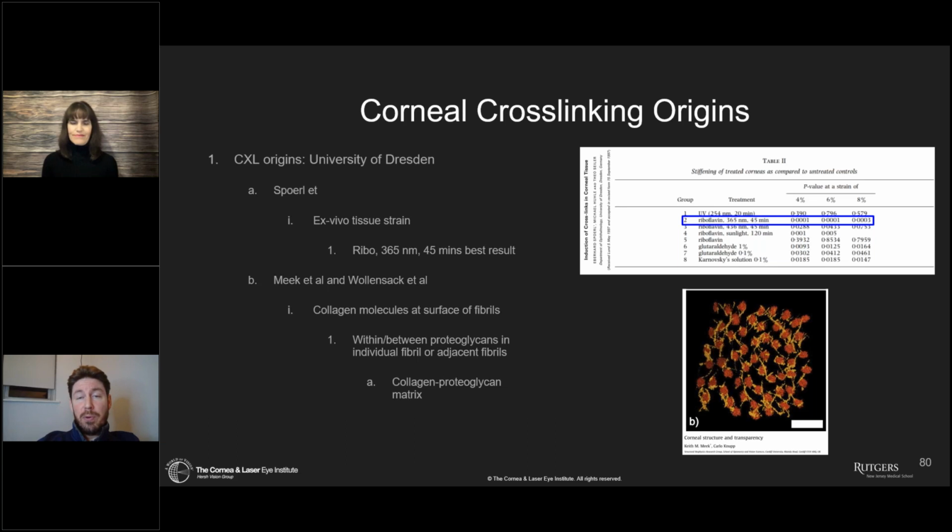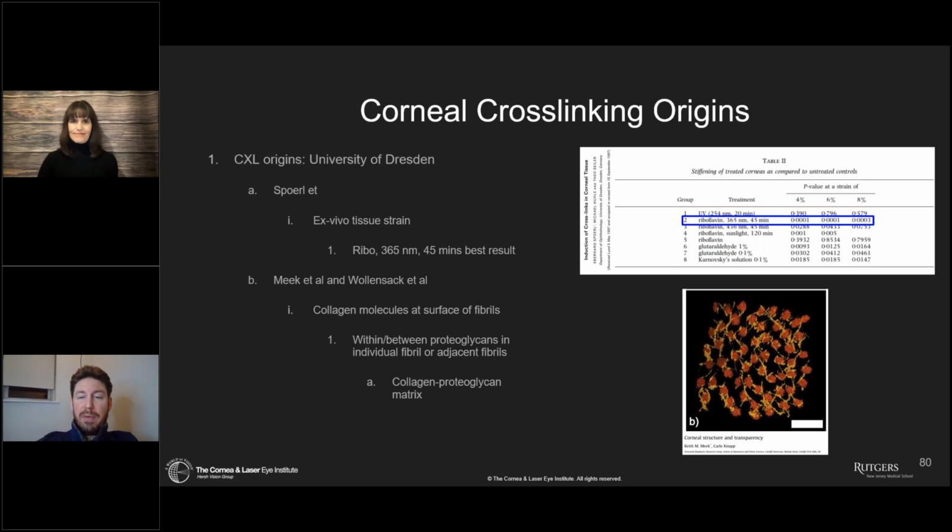Now, the history of cross-linking, this was done at University of Dresden. What they really looked at were multiple candidates to try and strengthen corneas. What they found that was most statistically significant was the combination of riboflavin and UV light. And the photochemical reaction that occurs within the corneal stroma creates these oxygen radicals that cause these crosslinks to form within the proteoglycan matrix of the collagen structures to be able to create the stiffening effects.